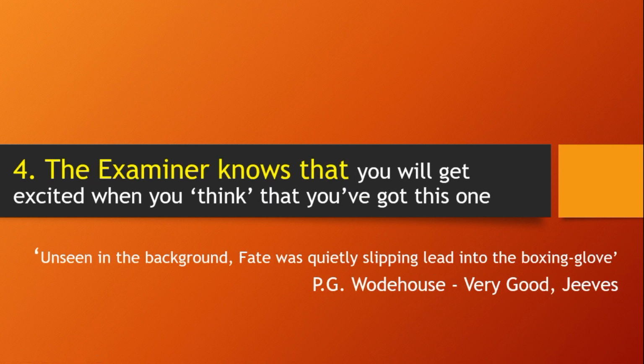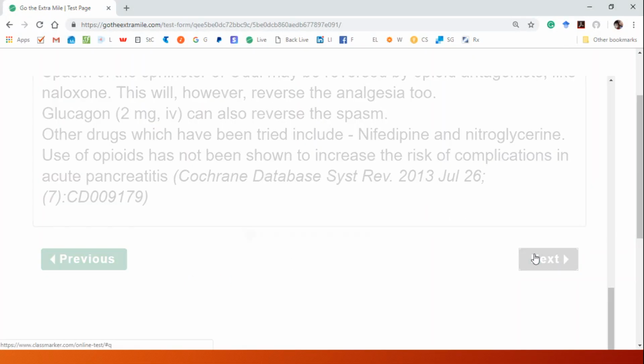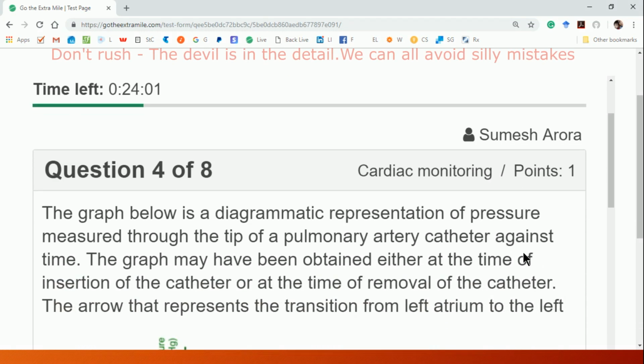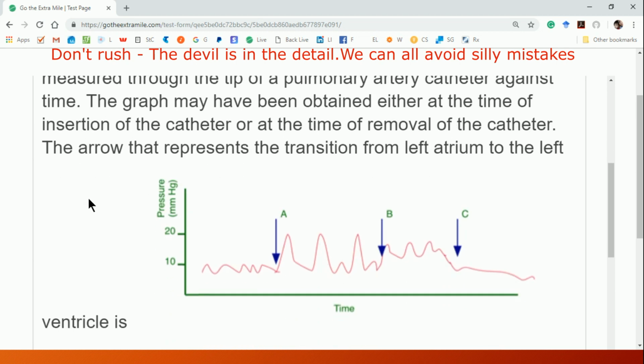Before the next question, I would like to point out that the examiner knows that when you get excited and you think that you've got this question, that's when you may make an error. Let's have a look. Now the graph here is a diagrammatic representation of pressure measured through the tip of a pulmonary artery catheter against time. The graph may have been obtained either at the time of insertion of the catheter or removal of the catheter.